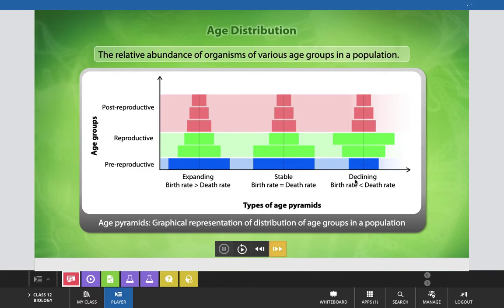Here you can see the declining type of age pyramid, which can give us the idea that the population of that particular area, which is shown by this type of pyramid, is declining in nature because birth rate is lesser than the death rate, due to the smaller number of pre-reproductive age group as compared to reproductive age group.